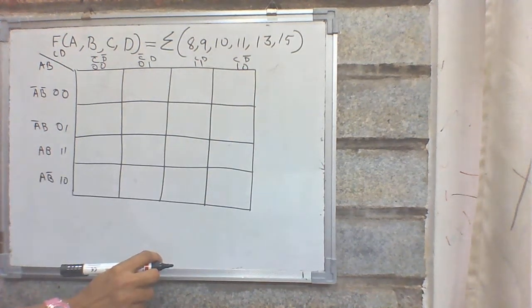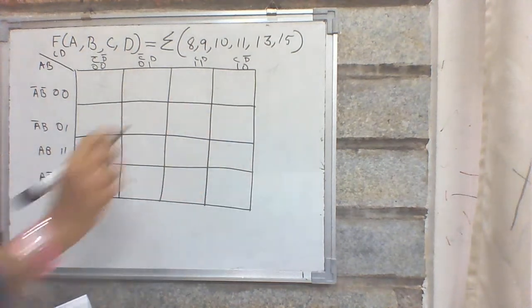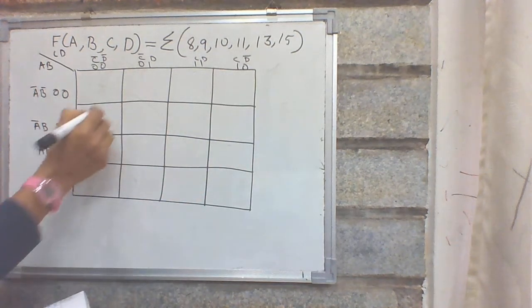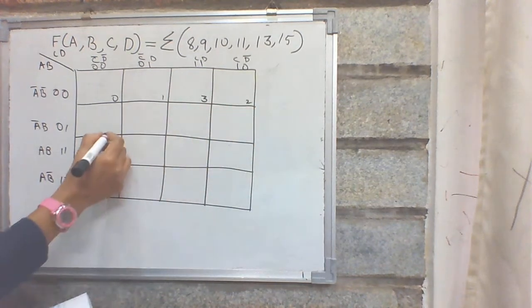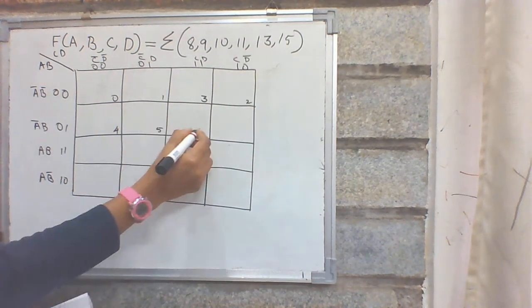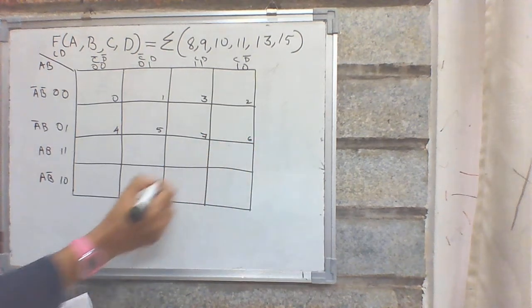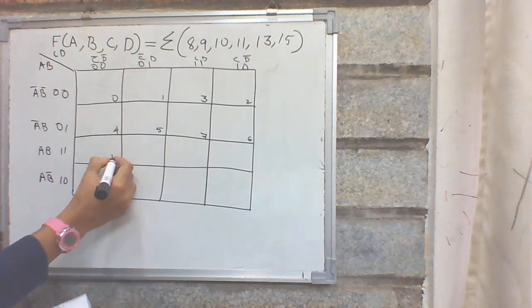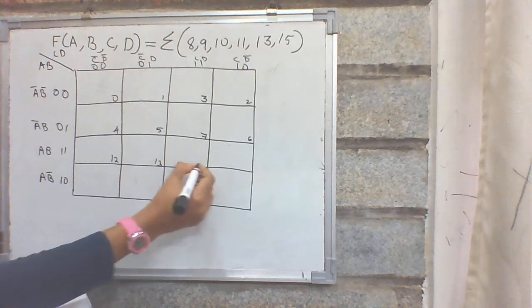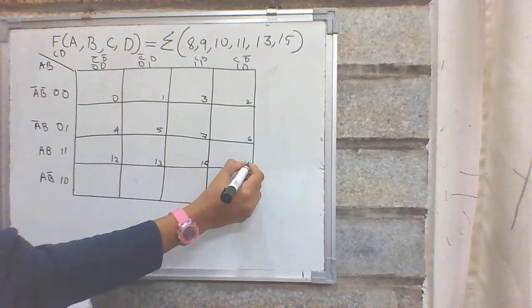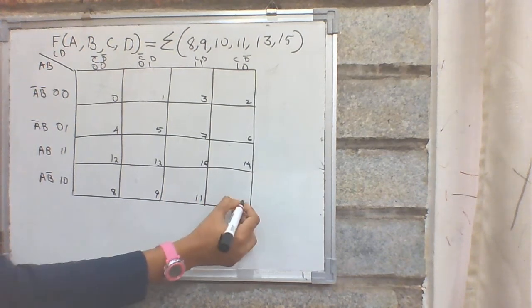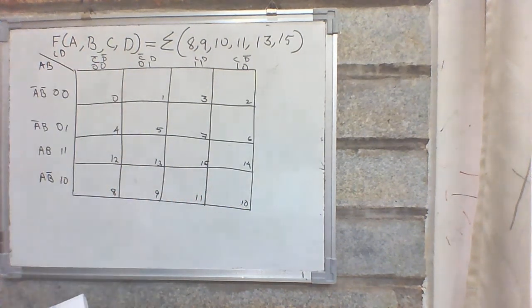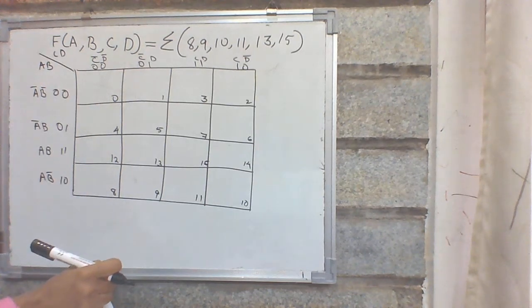Next, we need to represent the numbers inside the cells. 0, 1, 3, 2. Next line 4, 5, 7, 6. Next 12, 13, 15, 14, then 8, 9, 11, 10. You have to write these in small size at the bottom right corner of each cell.